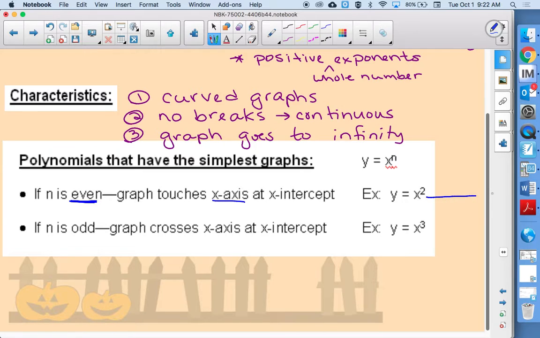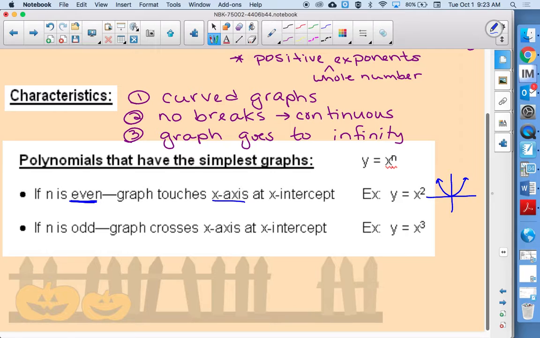So x squared is our famous parabola. And it touches the x-axis at its x-intercept. It doesn't go through the x-axis, it touches it, and then it continues on. So it's a decreasing curve at its x-intercept, it continues up the other direction and becomes increasing. Every even function does that. So even if it was x to the 100, it's still going to touch the x-axis at its x-intercept.